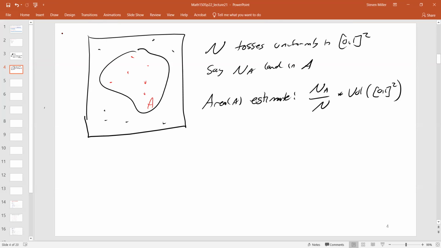Random points. Random points. What kind of random points? They've got to be uniformly spread. They have to have equal chance of landing everywhere. Anybody ever see the TV show Press Your Luck?